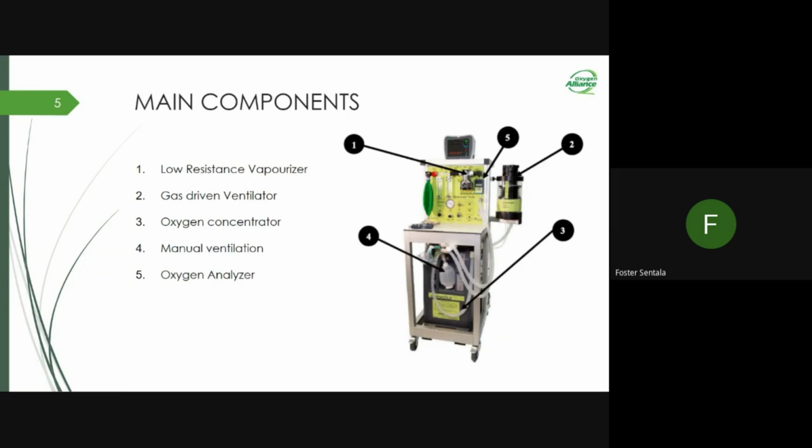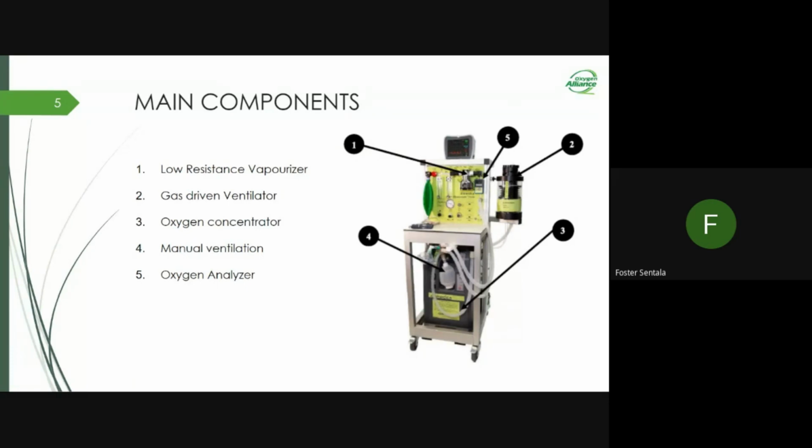To begin with, I'll introduce some of the parts of this anesthesia machine that we're looking at today. As you can see on the diagram, part number one is a low resistance vaporizer. This is where you put your anesthetic agent, the one that you want vaporized and sent to the patient. You also have number two, which is a gas-driven ventilator that functions even in the absence of electricity. The third one is an oxygen concentrator, which produces oxygen and air for the patient to breathe, and oxygen to drive the ventilator.